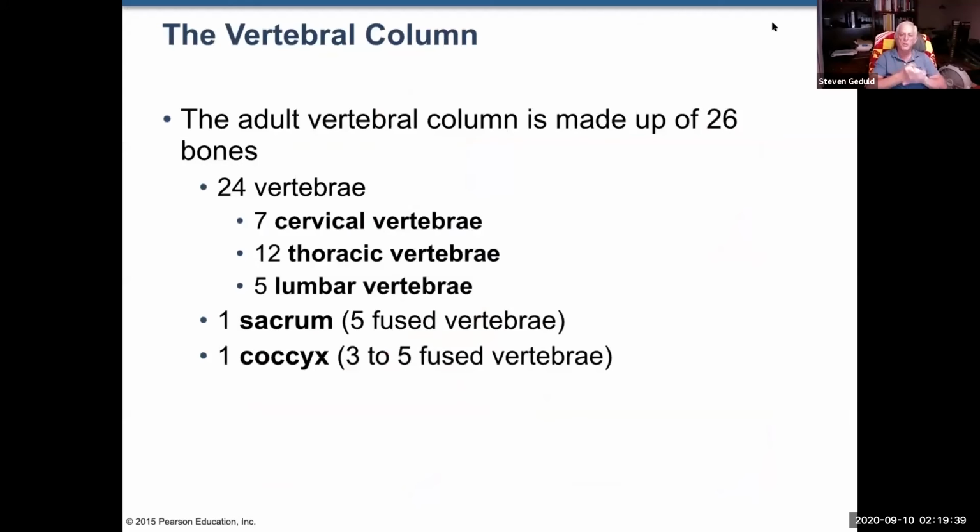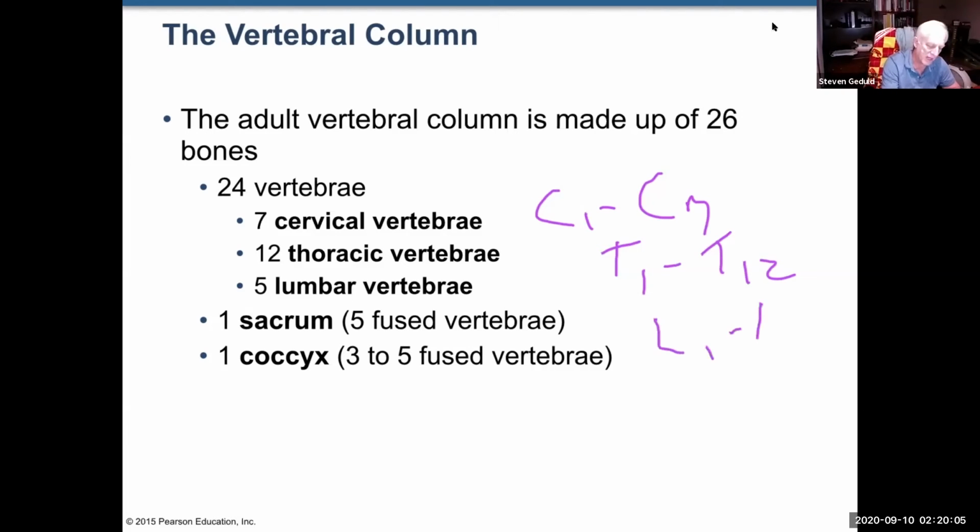The adult vertebral column is made up of 26 bones. You have 24 vertebrae, 1 sacrum, and 1 coccyx. Of the 24 vertebrae, you have 7 cervical vertebrae, which is C1 through C7. You have 12 thoracic vertebrae, which is T1 through T12. And you have 5 lumbar vertebrae, which is L1 to L5.